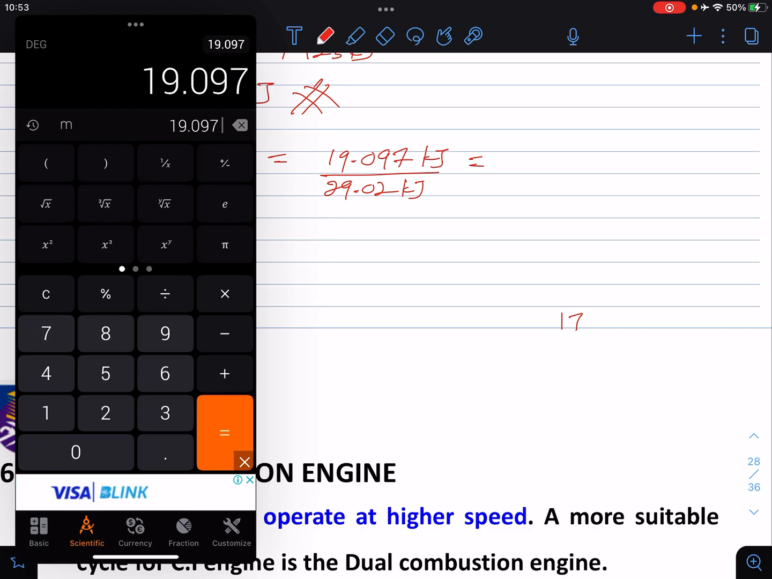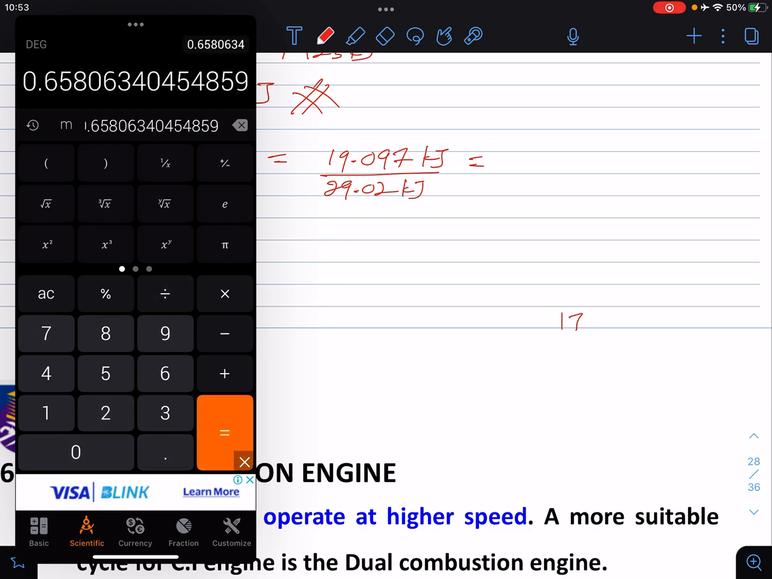19.097 divided by 29.02. You get 0.6580. But if the question asks for a percentage, you need to change it into a percentage. So just multiply by 100%, 65.8%. Okay.